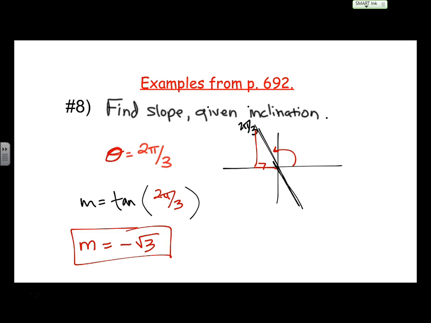If you did it in your calculator, you would have some sort of weird decimal. But remember, 2 pi over 3, that's 60 degrees off the 180 line. So we can use our square root of 3 over 3, 1, square root of 3. It's that last one. Okay, so if we have a line, we can get the slope and get the angle. If we have the slope, we can get the angle. We can go multiple different directions with this.